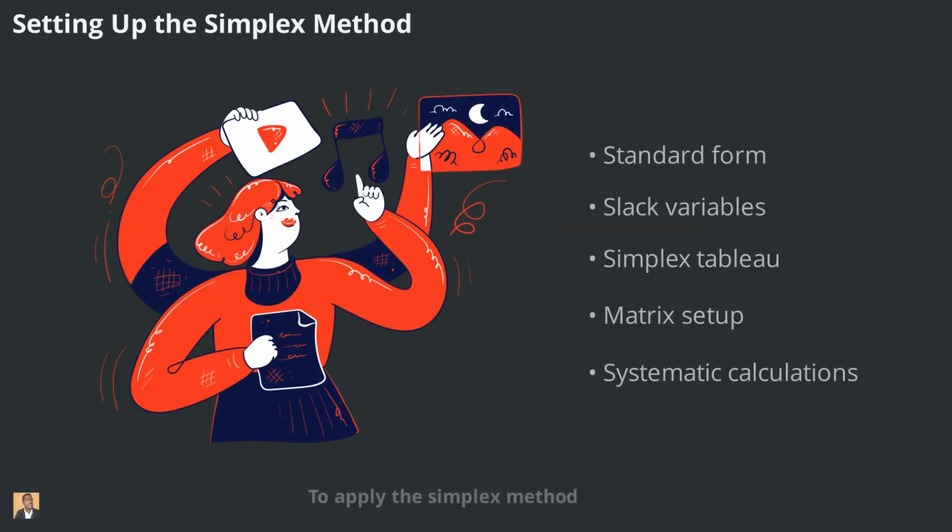To apply the Simplex method, first express the linear programming problem in standard form. This involves writing the objective function and constraints as equations, introducing slack variables to convert inequalities into equalities, and organizing the data into a simplex tableau. The tableau is a matrix that facilitates systematic calculations and helps track progress toward the optimal solution.